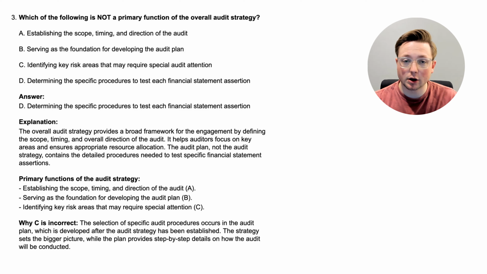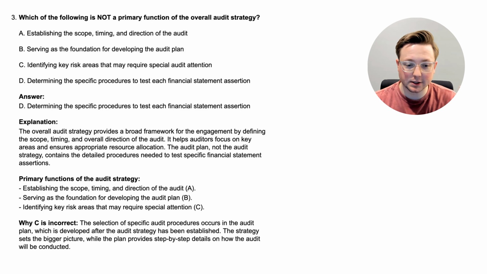Audit strategy is broader, kind of just the general focus of the audit, whereas audit plan is where things start getting into more specifics. And let's talk about the primary functions of the audit strategy, just kind of going over it again. Establishing the scope, timing, and direction of the audit, that was option A, so that is one of the functions. Serving as the foundation for developing the audit plan, that's B. And identifying the key risk areas that may require special attention, that was C. And again, all of those are part of the primary functions of the audit strategy.